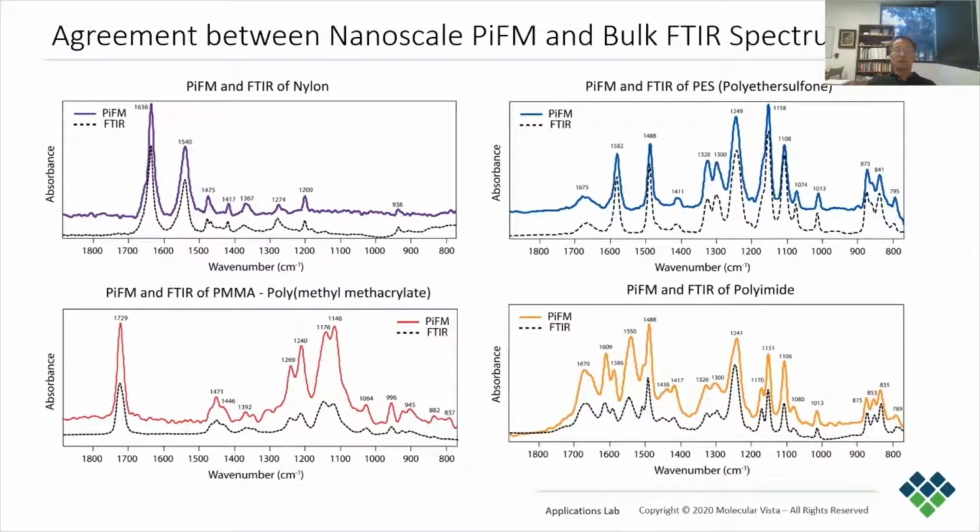Here, the nanoscale PiFM spectra are compared to the bulk FTIR spectra for several homogeneous materials: nylon, polyethersulfone or PES, polymethyl methacrylate or PMMA, and polyimide. We can see that the agreement between the PiFM and FTIR spectra is excellent on these homogeneous materials.